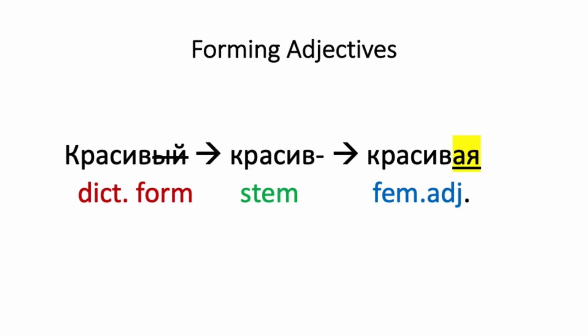First, you take the dictionary form of the adjective, which is in masculine form. Next, you drop the masculine ending, and what you have left is the root or stem of that adjective. Finally, you can add the ending you need, a feminine ending in this example, to the stem to form an adjective.